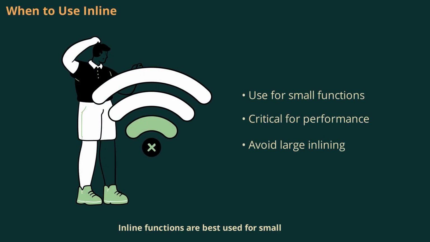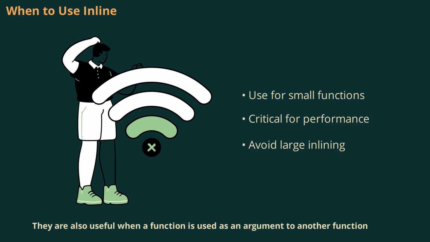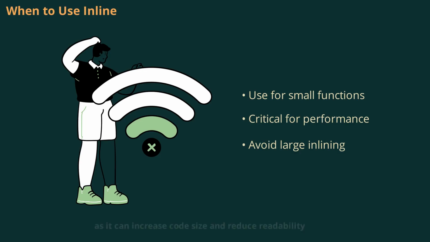Inline functions are best used for small, frequently called functions that are critical to performance. They are also useful when a function is used as an argument to another function. By inlining these functions, you minimize overhead and maximize efficiency. However, avoid inlining large functions, as it can increase code size and reduce readability.